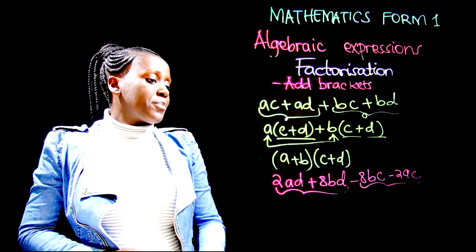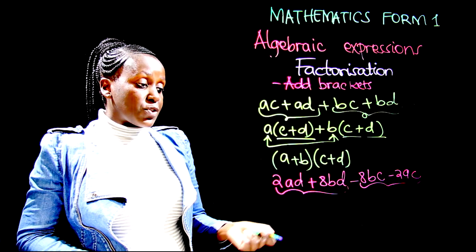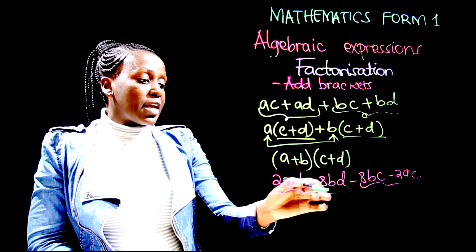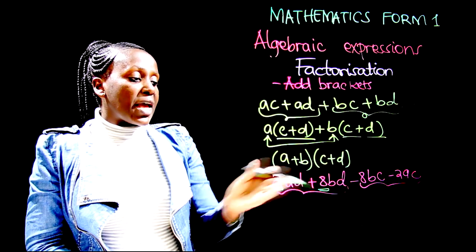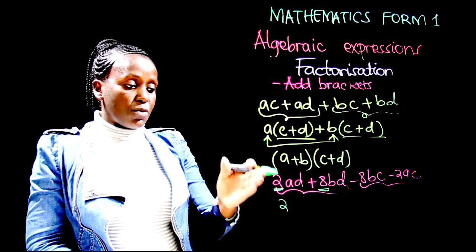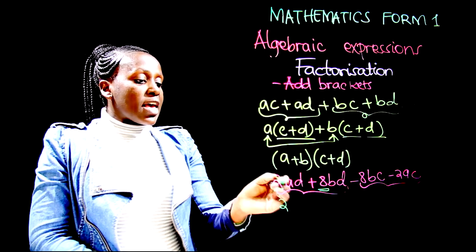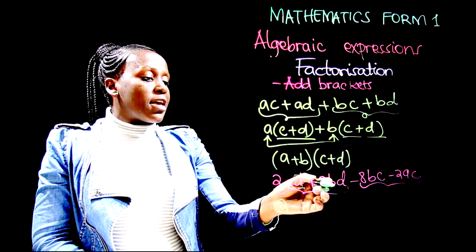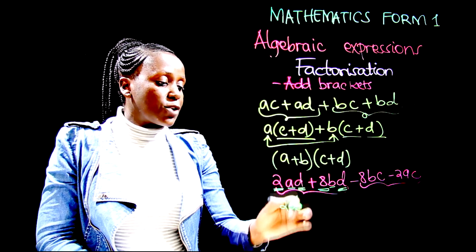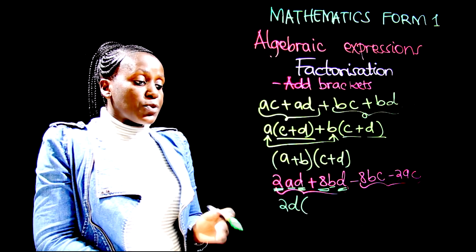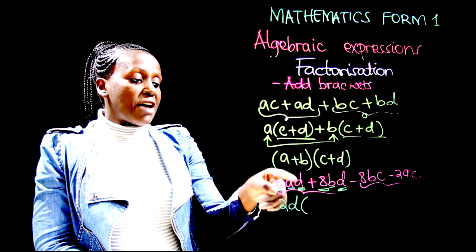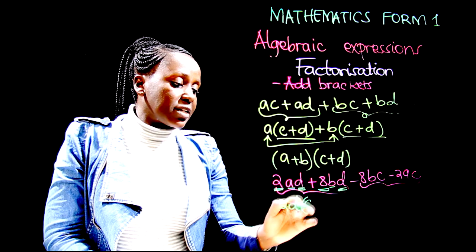So in this pair, we are going to identify what is common. So in terms of the numbers, we have 2 and here we have 8. So both 2 and 8 are divisible by 2, meaning that 2 is common when you compare the numbers. Here we have A, D, here we have B, D. So D is in both terms, so D is common. So we put 2D outside the bracket. So 2 is here, D is here. So we only have A remaining inside the bracket.